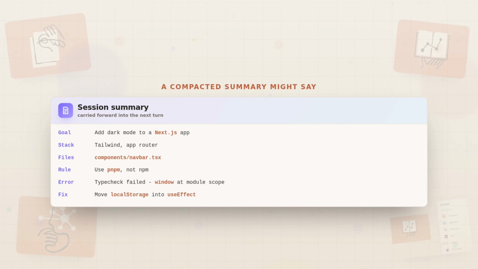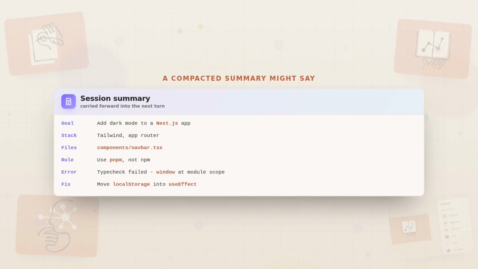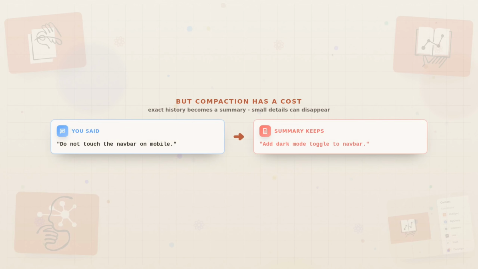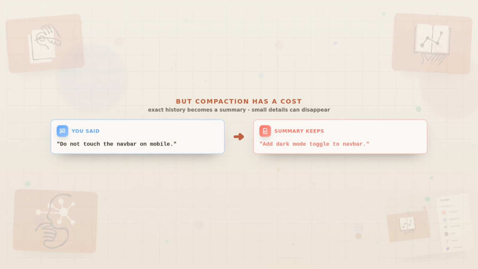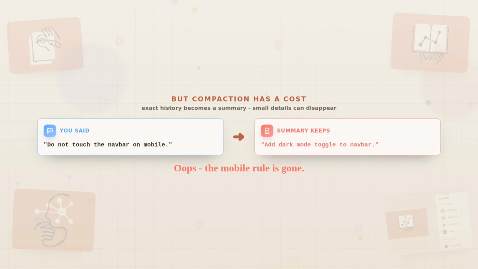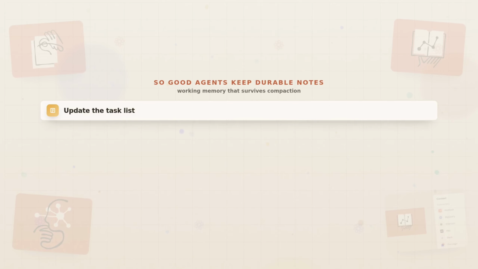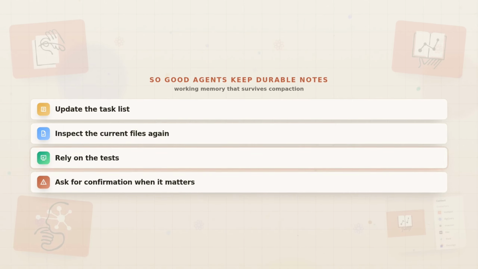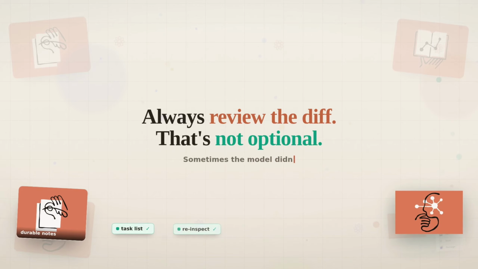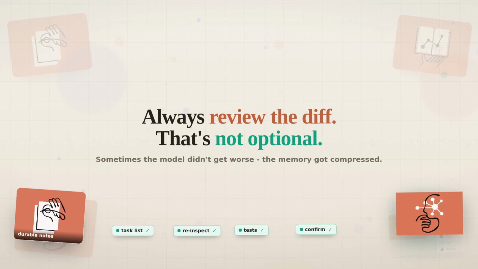But compaction has a cost. Exact history becomes a summary and small details can vanish. Maybe you said, don't touch the navbar on mobile, but the summary only kept add dark mode toggle to navbar. Now it breaks your mobile layout. That's why long sessions sometimes lose the plot. The working memory got compressed, so always review the diff.